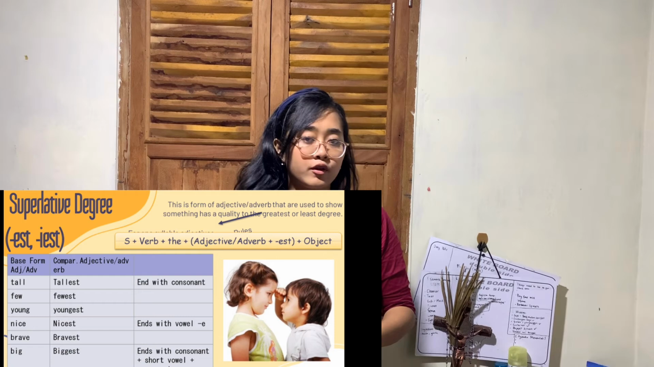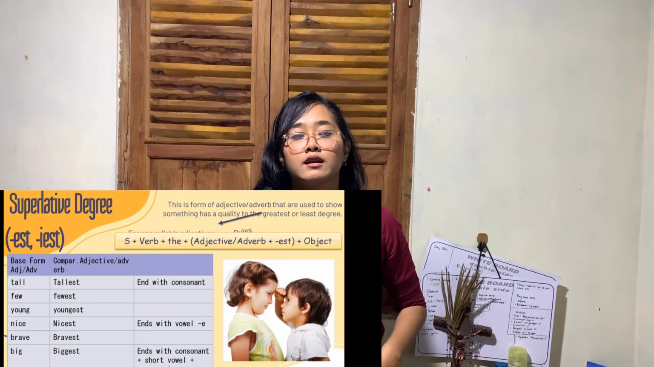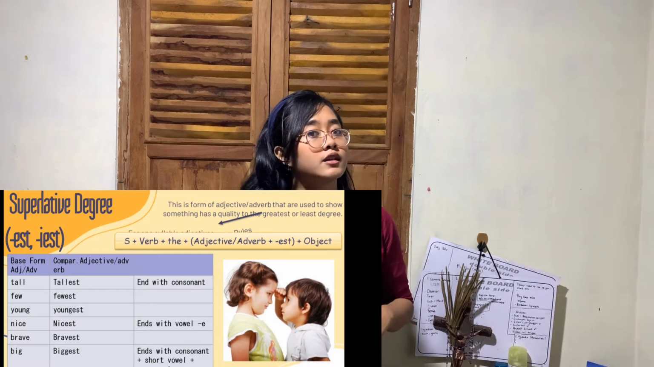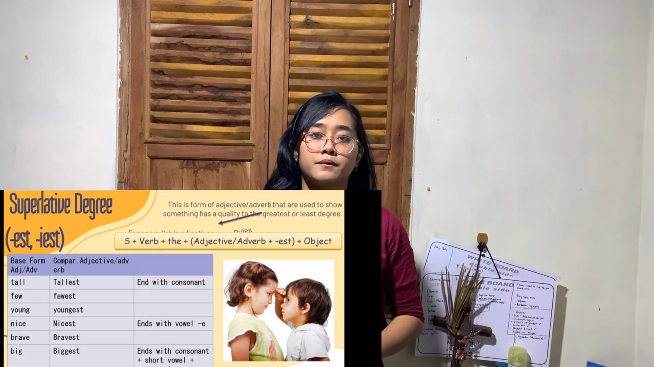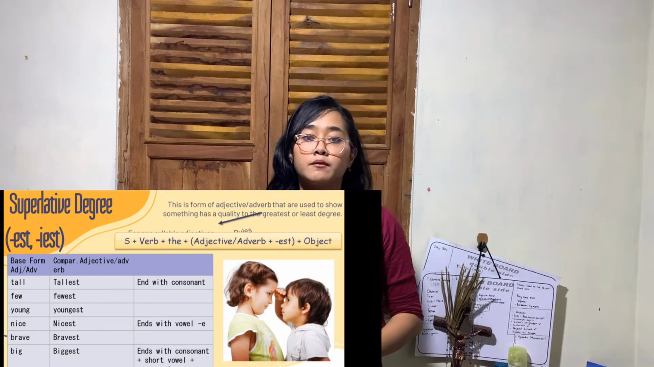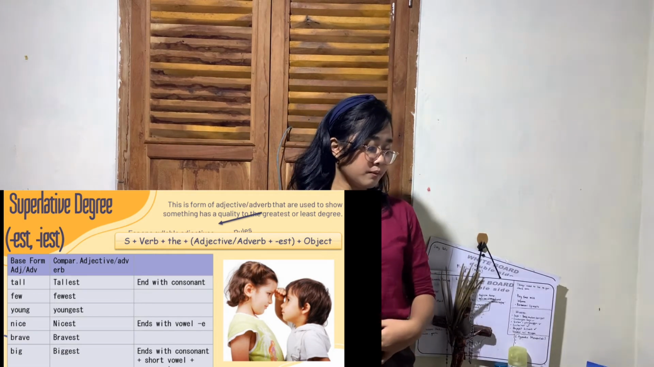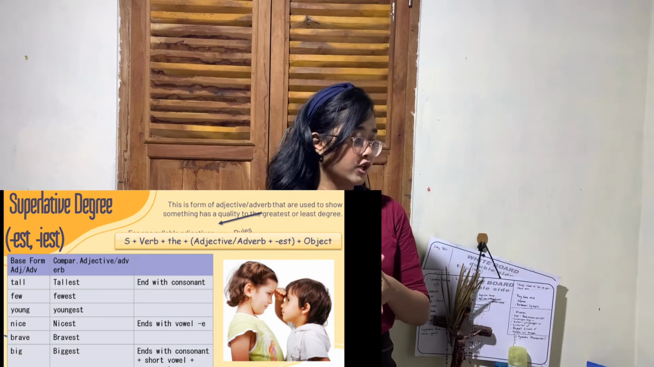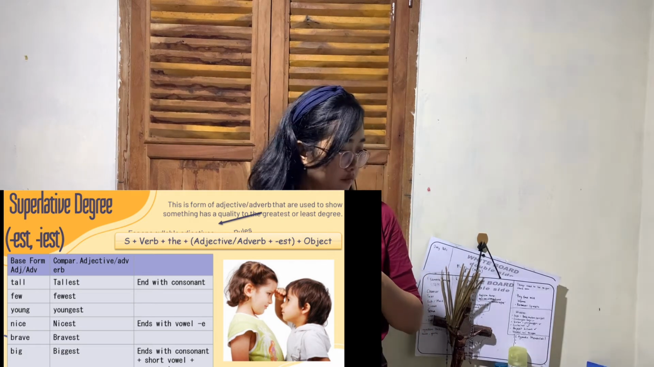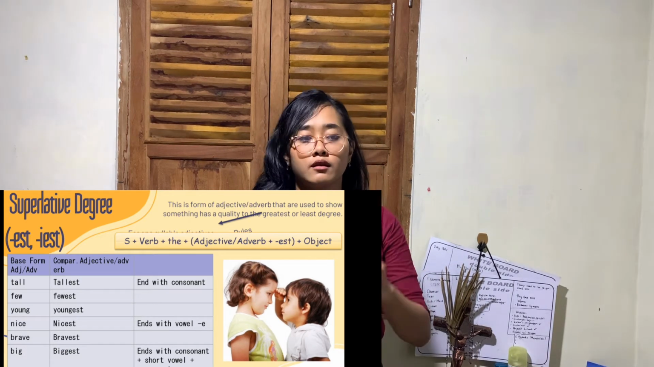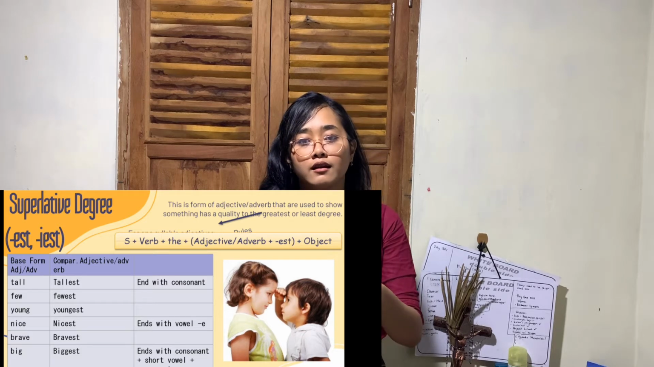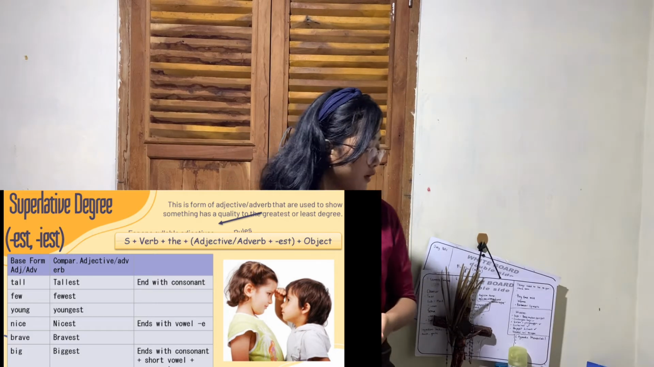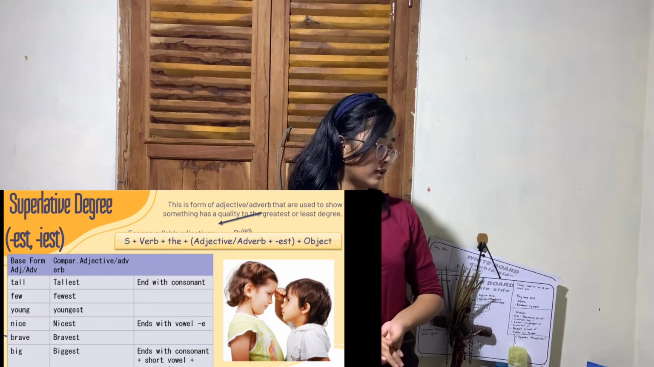Same as the comparative degree, it has some structures that depend on the syllables of the adjective. Let's take a look at the first example. For one-syllable adjectives, we use subject plus verb plus the plus adjective or adverb plus est plus object. So you must put the and adjective plus est to make the superlative degree form. We can take a look at the example on the table.